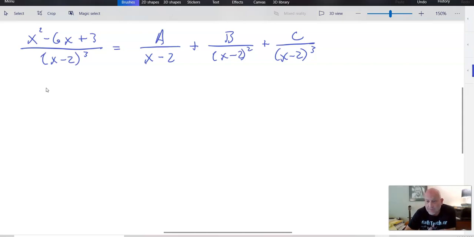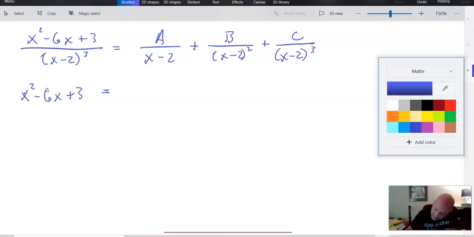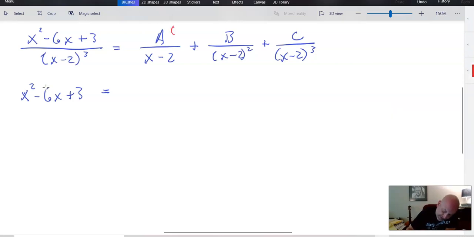And the same thing happens. We multiply across by the common denominator. So I'm going to get x squared minus 6x plus 3 is equal to, well, let's just put this all in. If I multiply, I should use a different color. Let's do this. Everyone's going to get multiplied by x minus 2 cubed. I can't cube it. There. Okay, so we multiplied by x minus 2 cubed all the way across, including here, so that cancels.